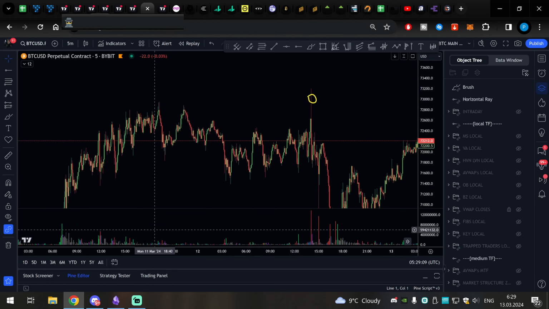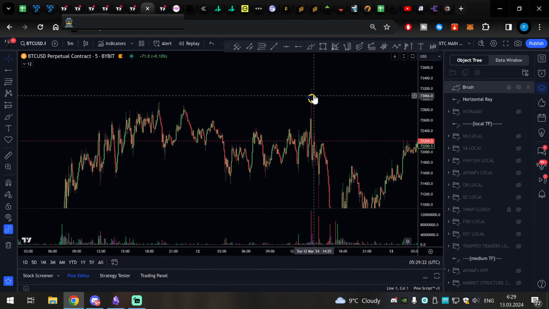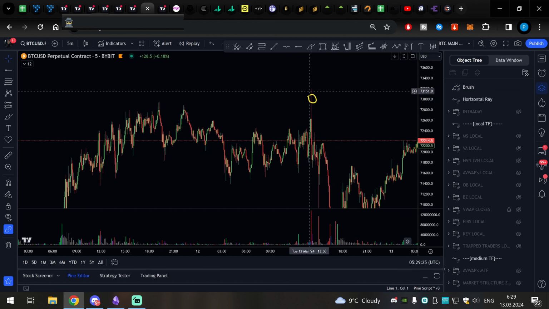You need to be positioned from earlier, and this is the second part of the rule. So let's go over here. The correct approach is to add to the already existing position from lower levels if you see a strong breakout. So we will be deleting that. Don't do this, please. Don't do this.